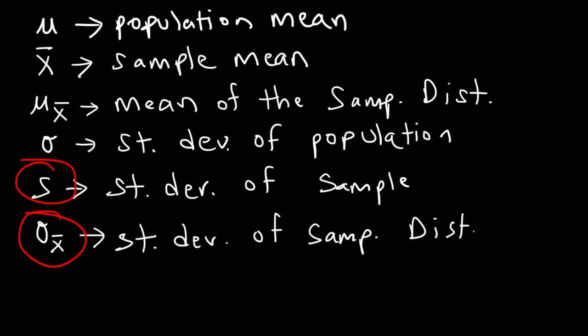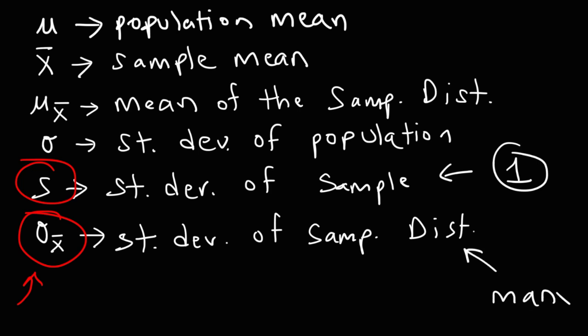S is just the standard deviation of a single sample. Sigma sub x bar is the standard deviation of many samples, of a sampling distribution. So here you have just one sample, and here you have many samples, an infinite number of samples. So notice the difference. Lastly is n. N is just the size of the sample.